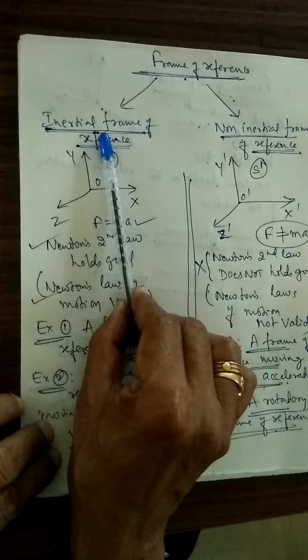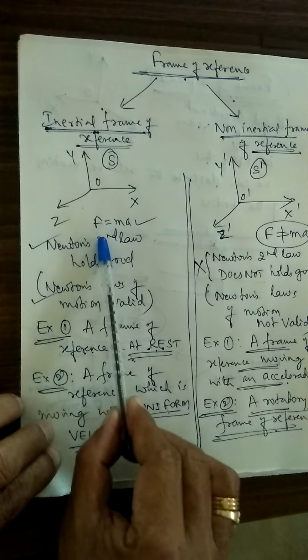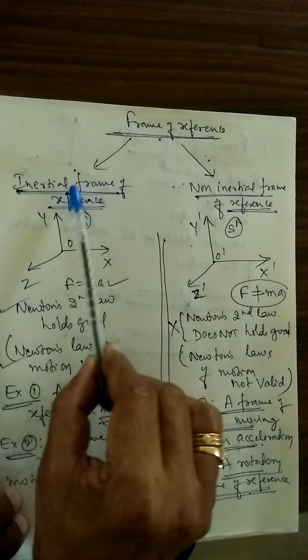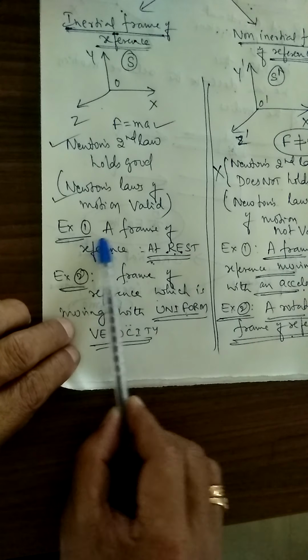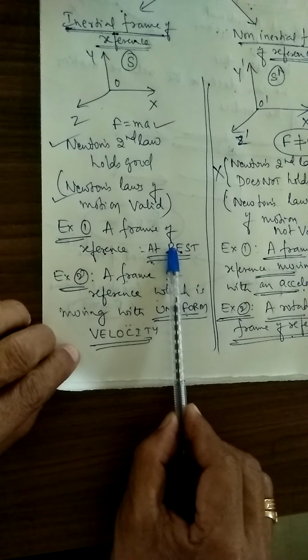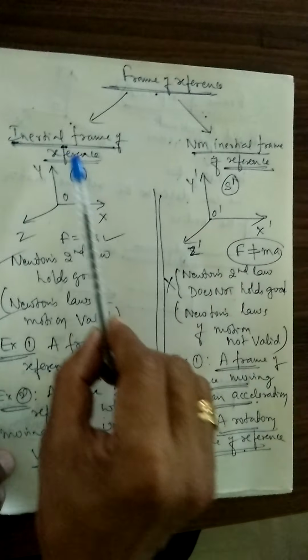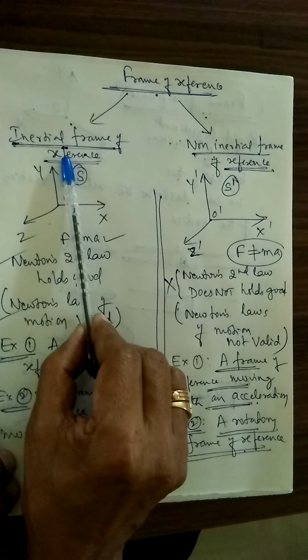An inertial frame is a frame of reference in which Newton's second law holds good, hence Newton's laws hold good. Such a frame of reference is called an inertial frame. For example, a frame of reference which is at rest, or a frame of reference which is moving with uniform velocity, can be taken as an inertial frame of reference.